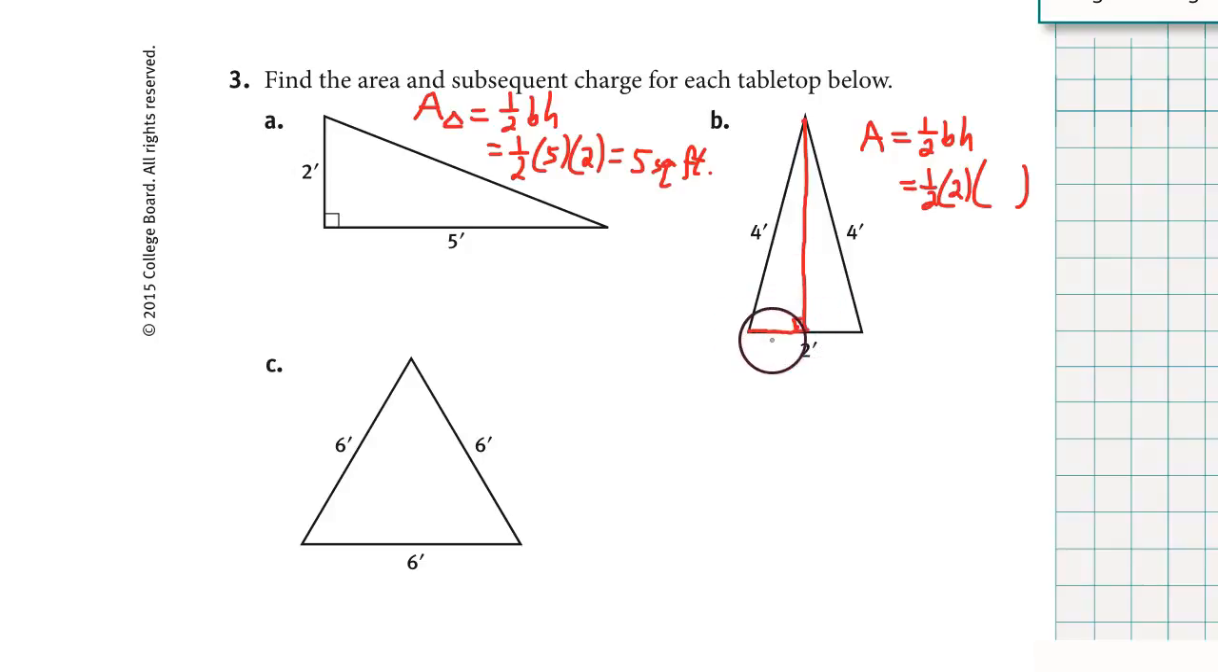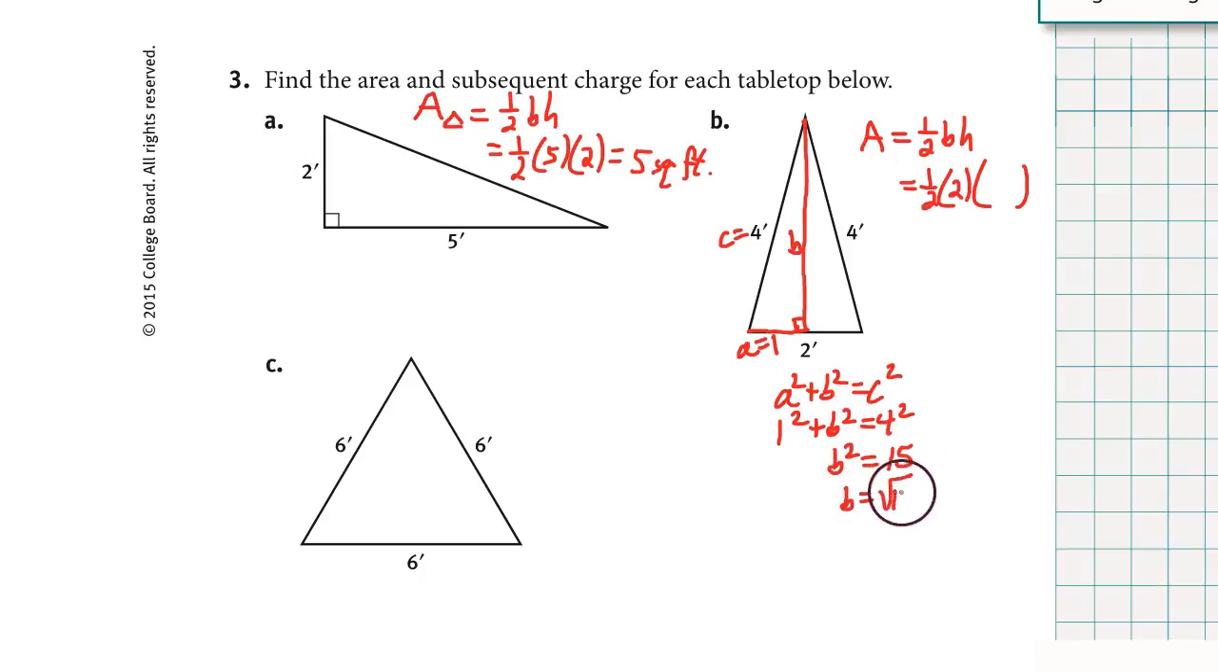Then this distance across here is 1 foot. And we have a right triangle. The A is 1. The B is our height that we're trying to find, and the C is the 4. So we can go A squared plus B squared equals C squared, the Pythagorean theorem. 1 squared plus B squared equals 4 squared, and therefore B squared equals 15. 4 squared is 16, 1 squared is 1, 16 take away 1 is 15. So B is the square root of 15.